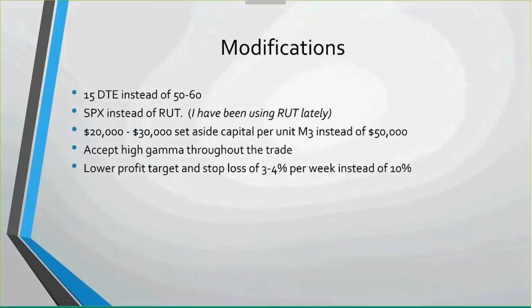Due to the short-term nature of the trade, it always has a high gamma. We have to live with it. We have to watch the market more frequently than on a monthly M3. And the profit target is also going to be a lot lower. It's going to be 3 to 4% instead of 10%. And since we have several entry and exit opportunities, it kind of makes up overall.